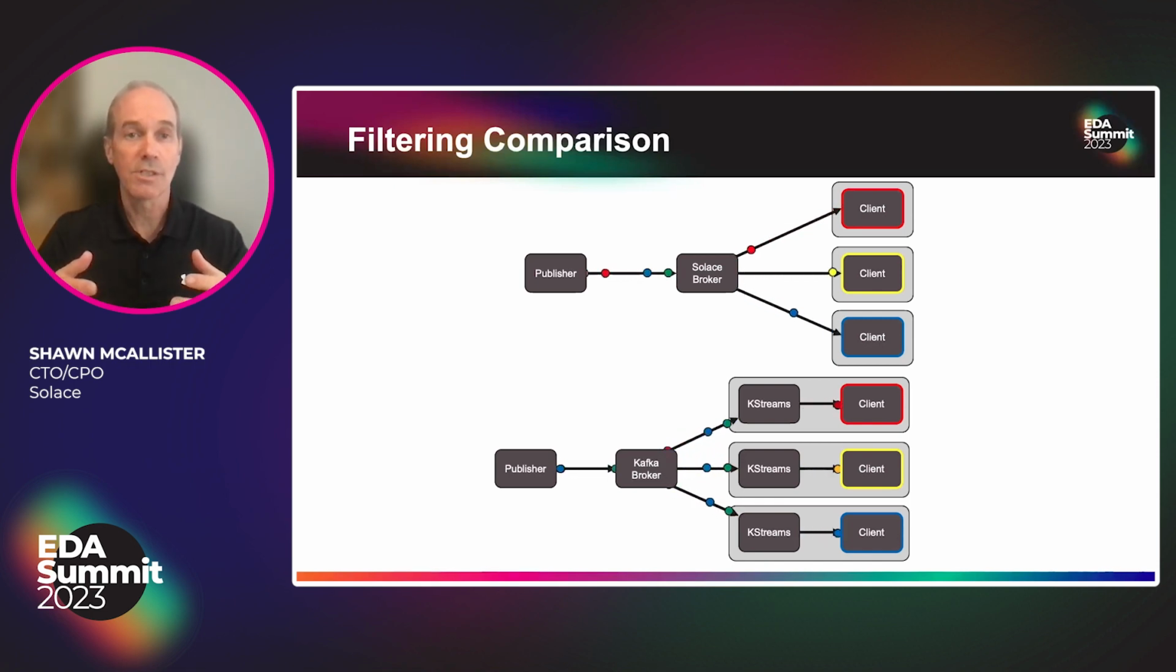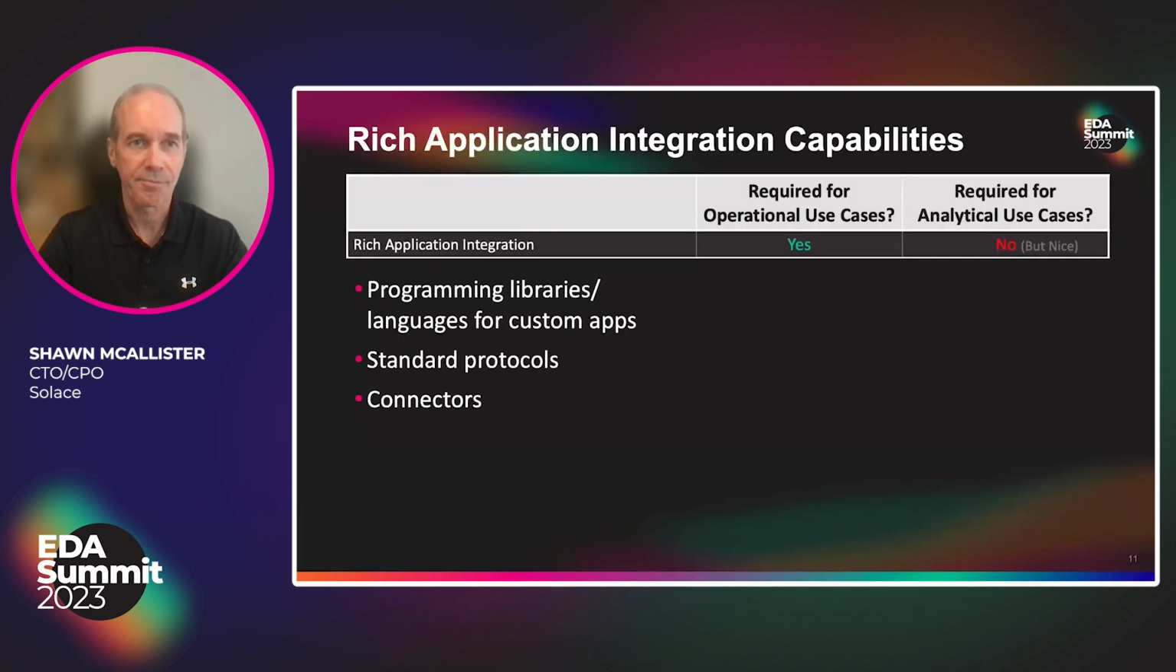So in operational situations, applications where you have software that is discretely responsible for particular functions and wants to be triggered off specific events, it's much more efficient to be able to discretely route events in a sophisticated way, done by the broker. So now let's get into the next characteristic, which is rich application integration capabilities.